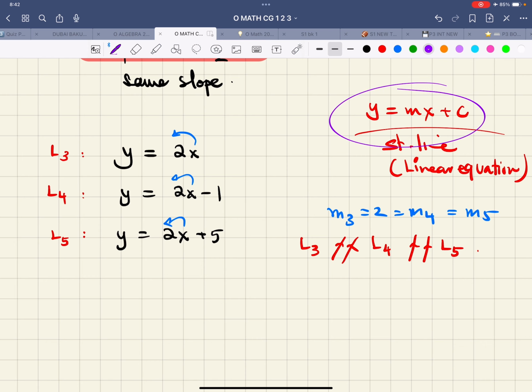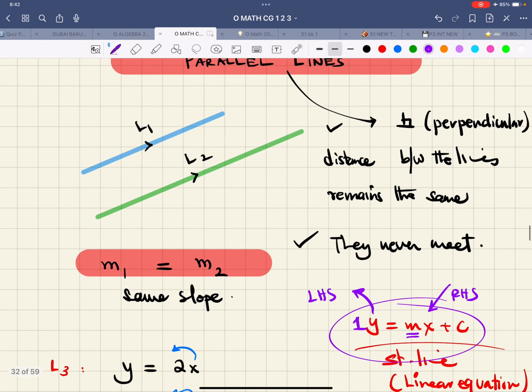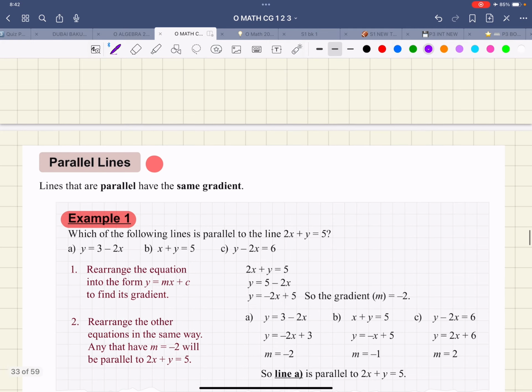But first of all, it has to be in the standard form. The coefficient of y should be 1. It should be on the left hand side, and the x term should be on the right hand side, and the coefficient of x is the slope. So that is the basic knowledge that we need.